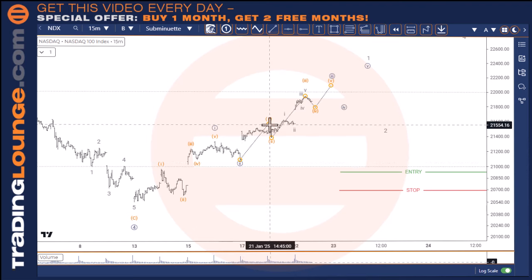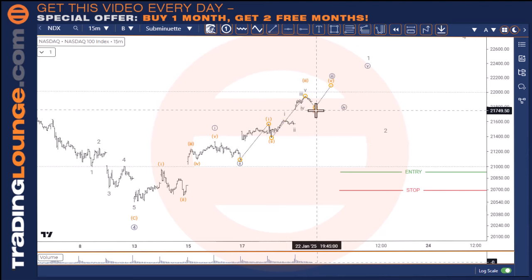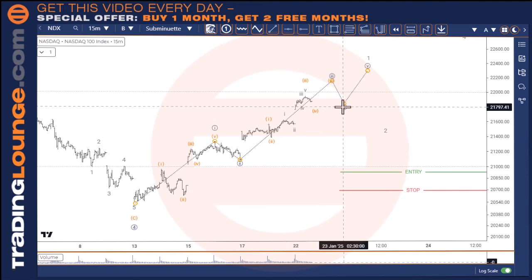So we have wave 1 to here, wave 2 to here, 1, 2, 3, 4, 5 here for the third wave. So we'll have the third, fourth, and fifth here. Then we'll have the fourth and fifth here. So yeah, this is a little bit shorter than the S&P going to the upside in terms of how many waves there are.